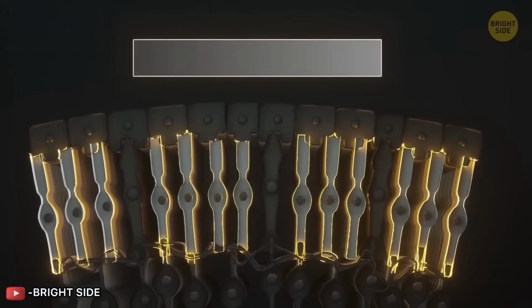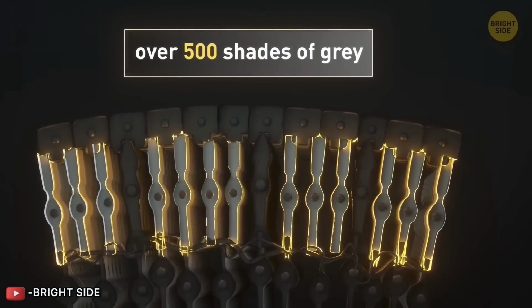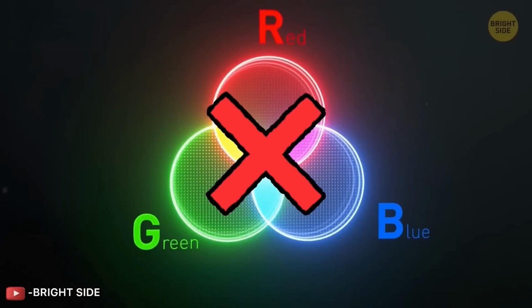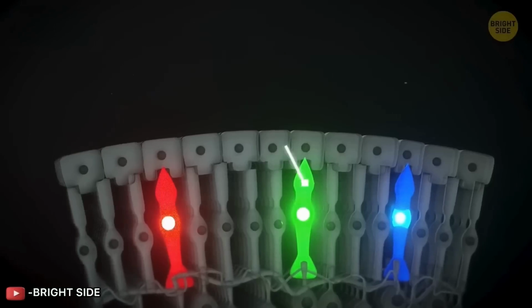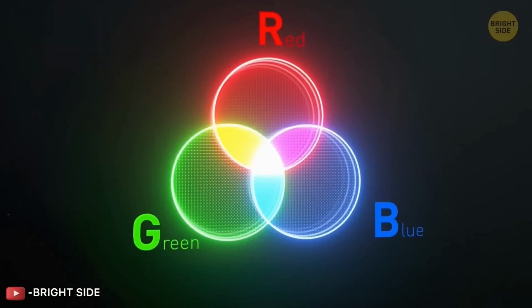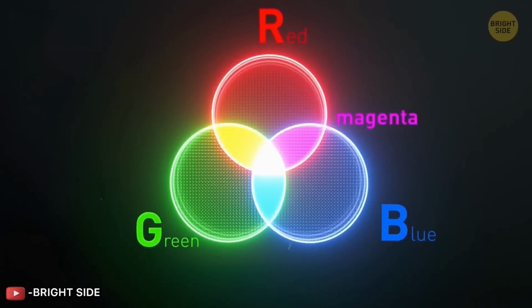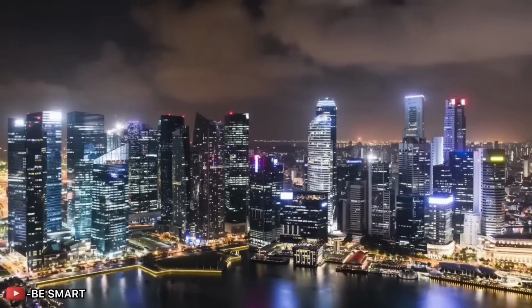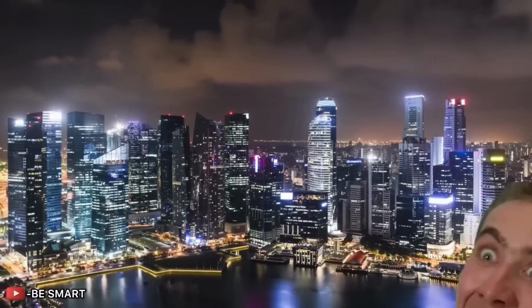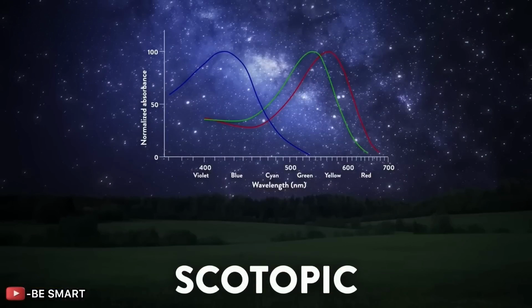Rod cells are extremely sensitive to light and handle our night vision. They can detect how bright or dim something is, but they cannot distinguish color. Cone cells, on the other hand, respond to a broad range of light wavelengths and are responsible for our color vision. In places like Singapore, the light pollution is so extreme that people's eyes never fully adjust to the dark at all. The reason behind this is our scotopic vision.